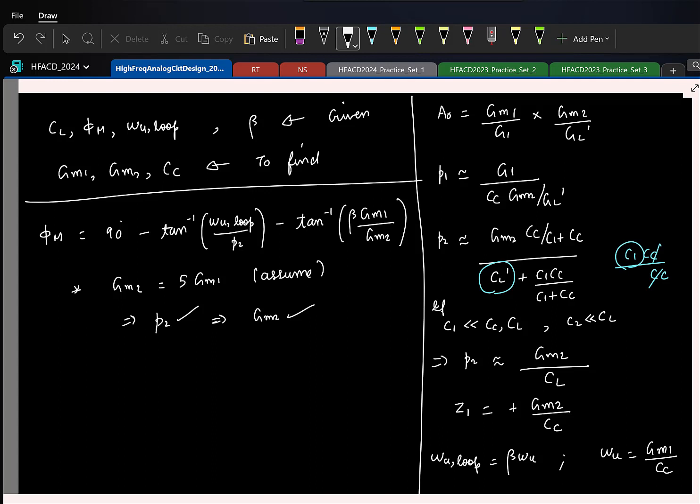Once GM2 is known, what can I find? I can find GM1 because GM1 is GM2 by 5. That's my assumption. But we haven't used omega u loop. So what is the other thing that needs to be found? CC. Right? So I know omega u loop is beta times GM1 by CC. So from this you will get CC.